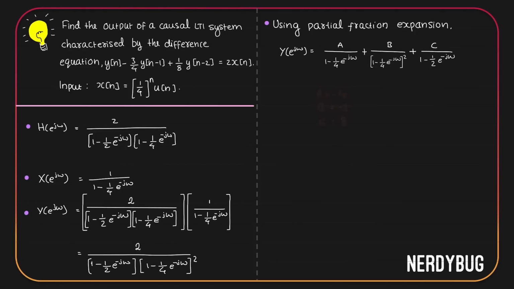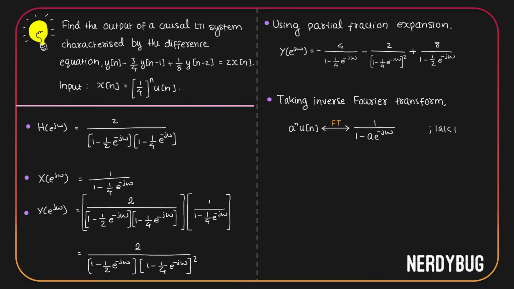Let us replace them. Now to find y of n, the output of our system, we need to use inverse Fourier transform. It is easier to find the inverse Fourier transform of this term and this term because we already have the result. Fourier transform of a raised to n u of n, if magnitude of a is less than 1, is 1 by 1 minus a e raised to minus j omega. Here a is 1 by 4, less than 1. Here a is 1 by 2, less than 1. So we can easily find their inverses. It will be of this form.